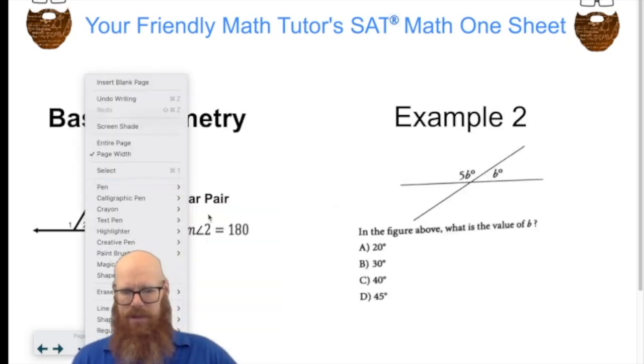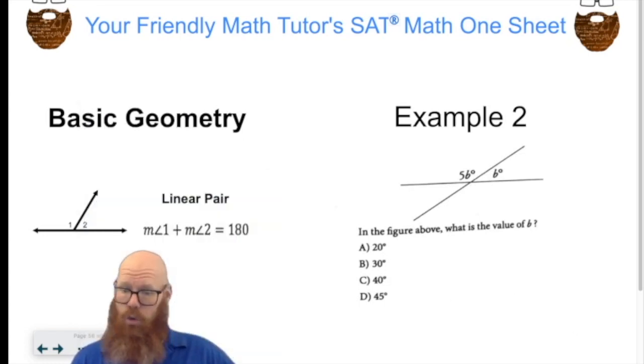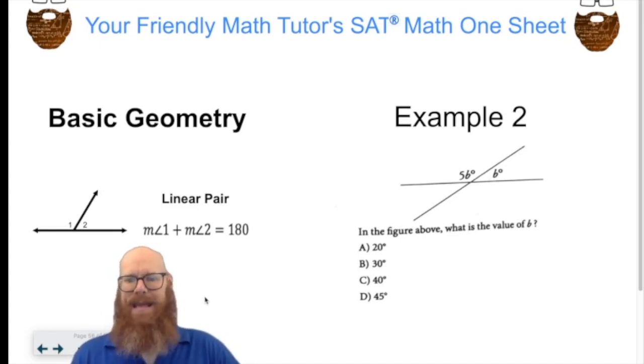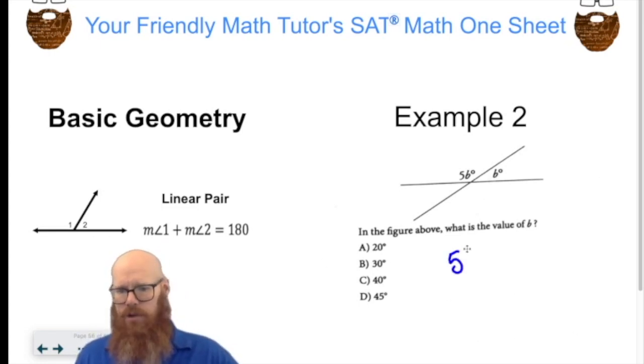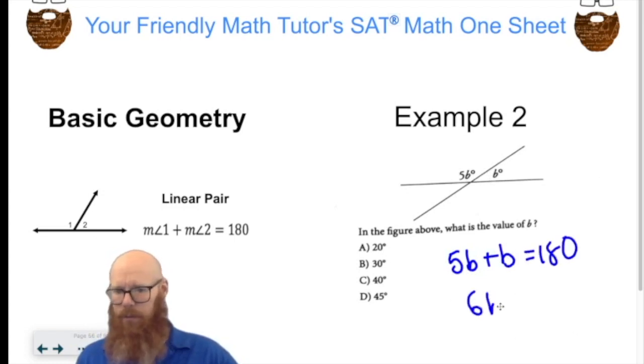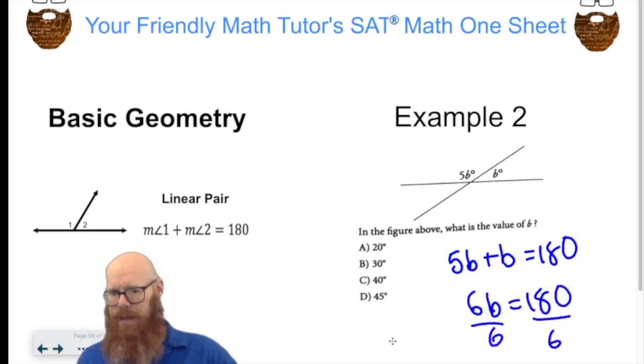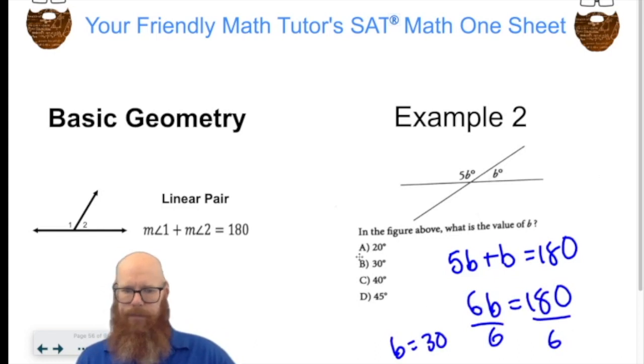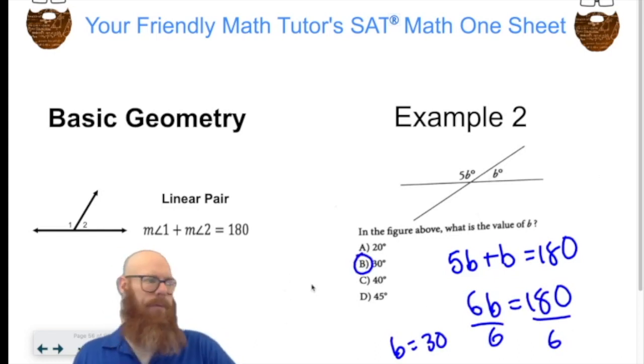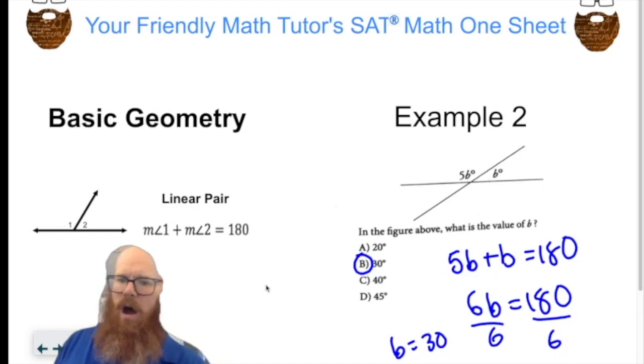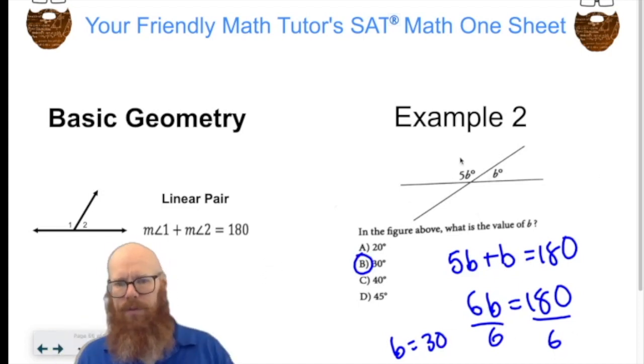So a linear pair is just a pair of two angles that lie on a line. And when they do, they are supplementary, which means they add up to 180. So in the figure above, what is the value of b? Well, these are a linear pair, so 5b plus b would have to equal 180. This is a pretty straightforward problem. So 6b would equal 180, and divide by 6, and b would equal 30. All right, so again, pretty straightforward problem. Just wanted to illustrate the concept of linear pair and how you would use it with some variables.